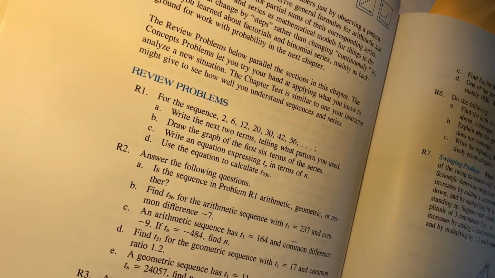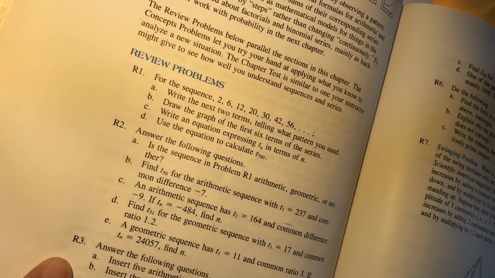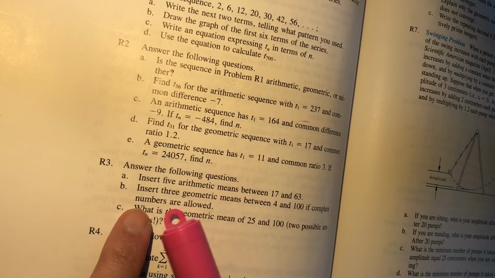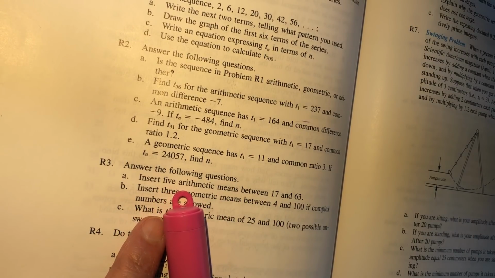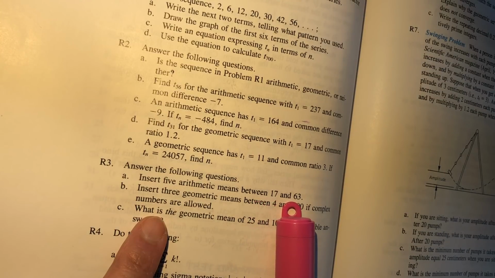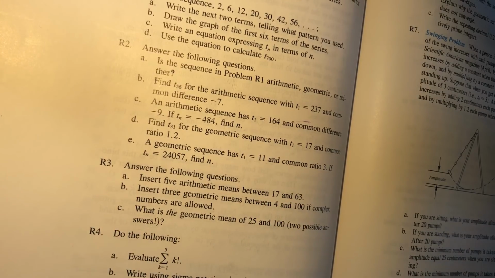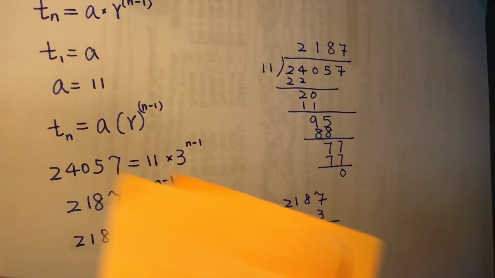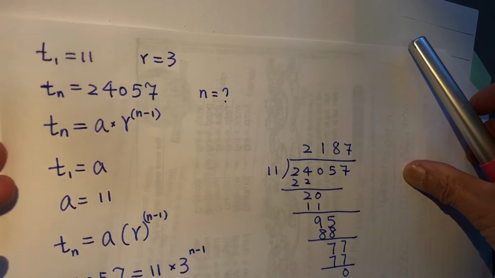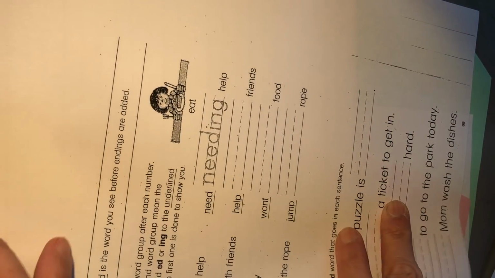Review number 3. Answer the following question. Insert 5 arithmetic means between 17 and 63. Gosh, why do I always make this paper this way. So let's take a look.